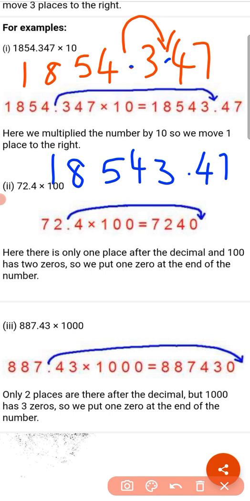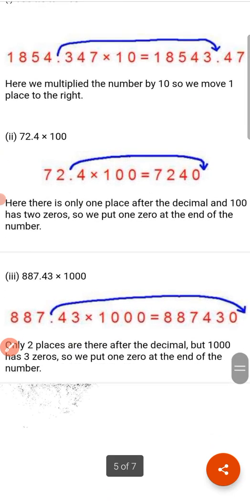This is the decimal point. When we are multiplying by 10, it shifts 1 place to the right side. 1 place. So this is a new position, the new position of the decimal point. So our answer is 18,543.47.